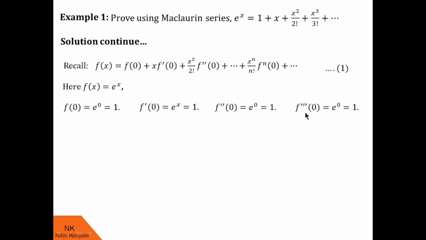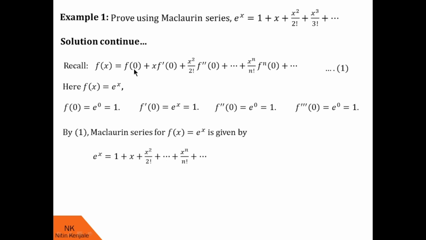Okay. Now let us substitute these values in 1. So we have f of x is equal to f of 0, that is 1, plus x into f dash of 0. f dash of 0 is also 1, so we have only x, plus x square upon 2 factorial into f double dash of 0. But f double dash of 0 is also 1, so we write only x square upon 2 factorial. Similarly, you can have the next term as x cube upon 3 factorial plus x raised to 4 upon 4 factorial, and so on. Look at this. This is the required series of e raised to x, and this we achieved using Maclaurin series. I hope you understood this.